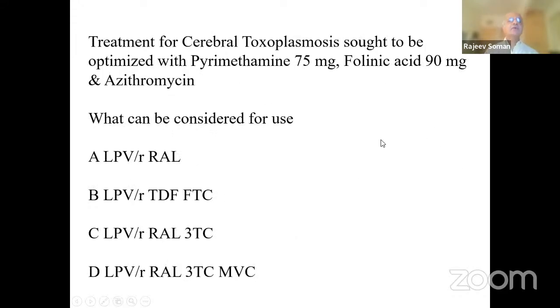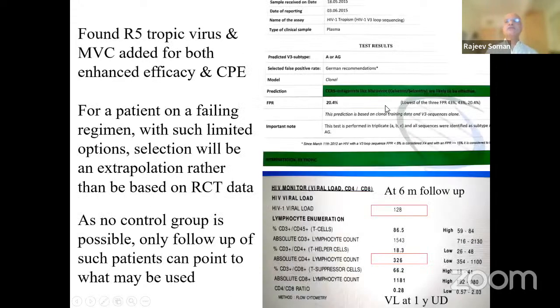On one hand, we wanted to optimize his treatment for cerebral toxoplasmosis. So that was optimized by using pyrimethamine, a very high dose of folinic acid, like 90 milligrams, and azithromycin instead of sulfadiazine, and instead of steroids. And what can be considered for use would be boosted lopinavir, raltegravir, lamivudine, and maraviroc. For use of maraviroc, we need to see a co-tropism assay. In this, it was found that this particular virus was a CCR5 using virus, and therefore an antagonist like maraviroc might work for this situation.